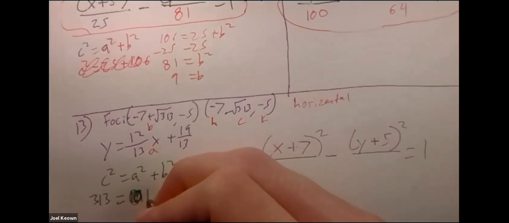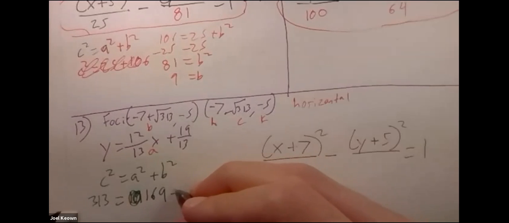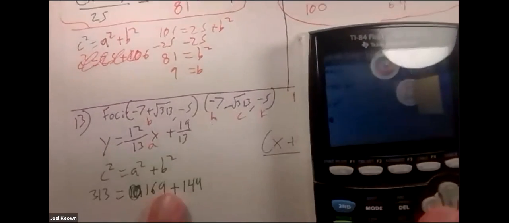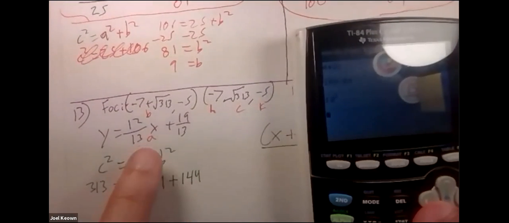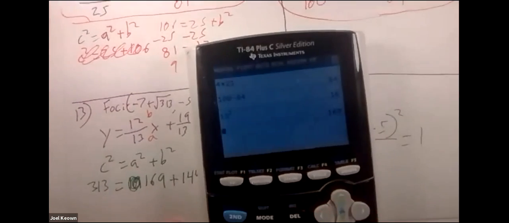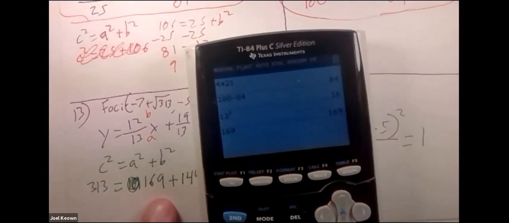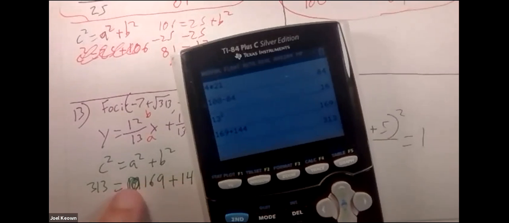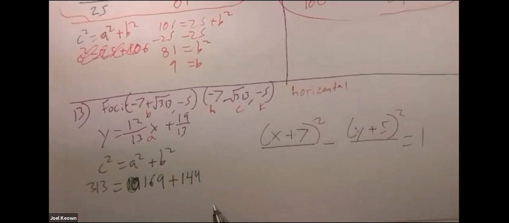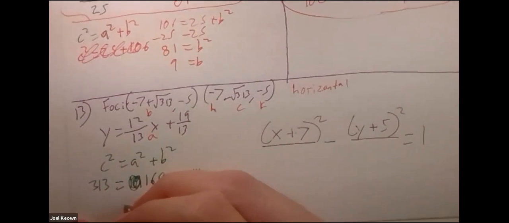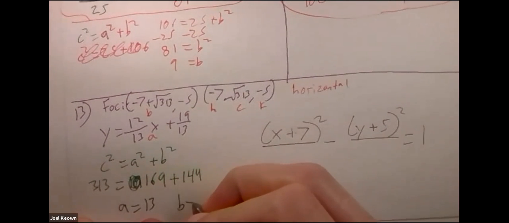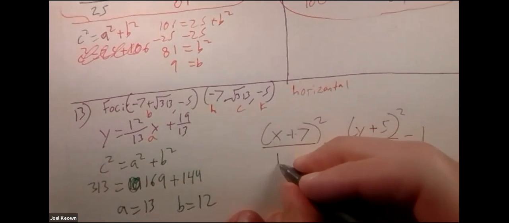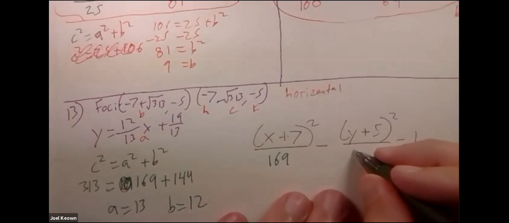No, 169. And then B squared is 144. So if this adds up to make 313, then that is A, that is B. Let's find out. So 169 plus 144, does it work? Yes. 169 plus 144 is in fact 313. So that is my A, that is my B. A does equal 13, B does equal 12. So right here, I can say 13 squared is 169, B squared is 144.